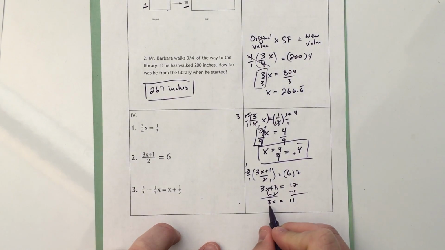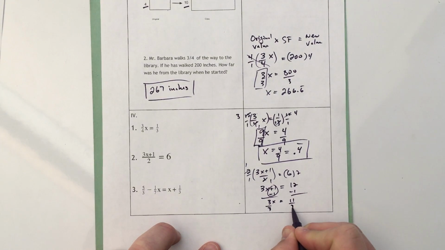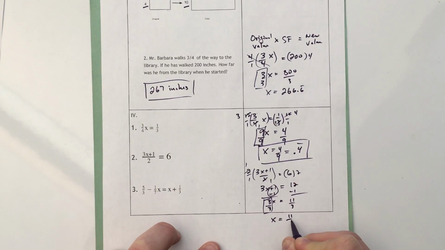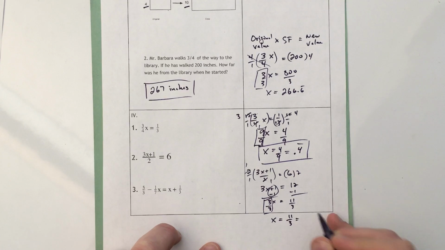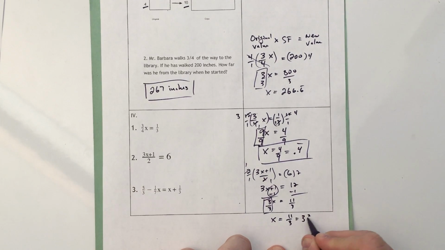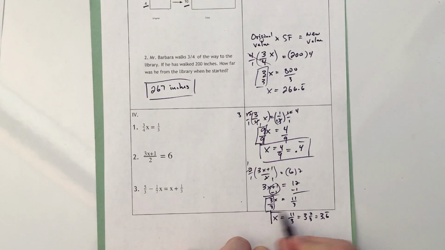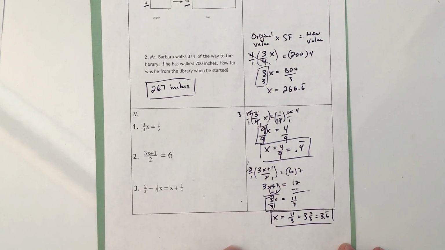And again, last step, divide by the coefficient. 3 divided by 3 is 1, times x is x equals, and I'm going to leave this as 11 thirds. You could have written it as 3 2/3 or 3.6 repeating. All of those are correct answers.